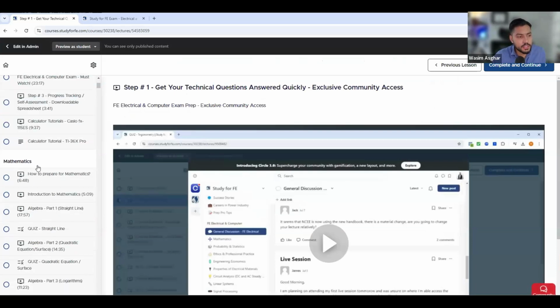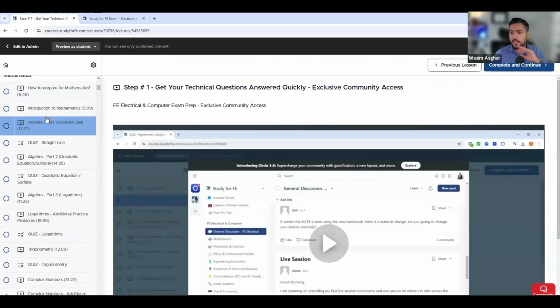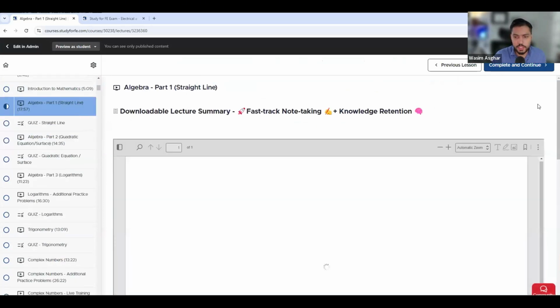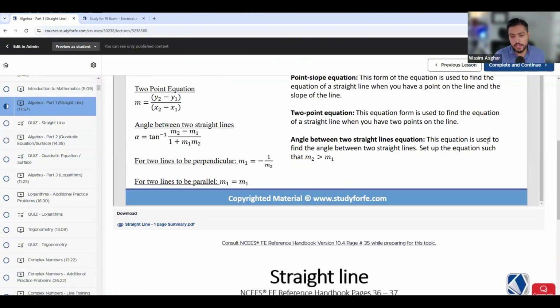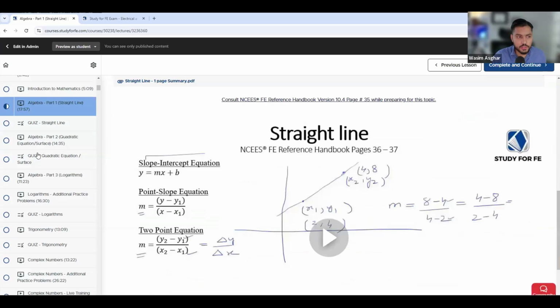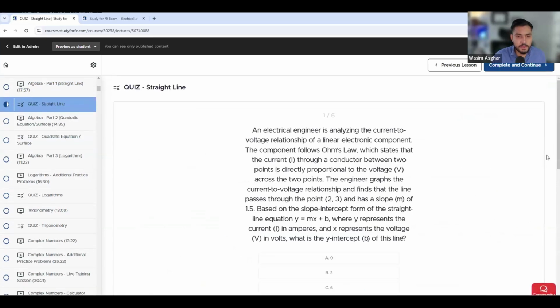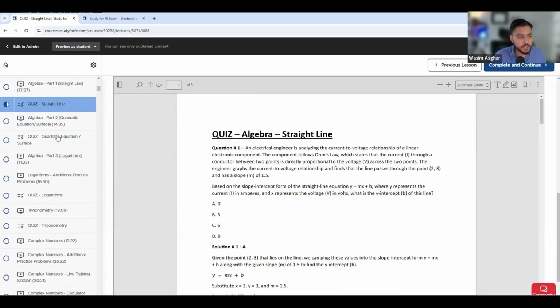So you look at mathematics, you have multiple line items in math. You have straight line equation, you go through the straight line equation lecture, and a downloadable PDF is made available to you whenever you click on any lecture. This can serve as a good reference, as notes for yourself. And then you go through the lectures over here, and then the quizzes. All the quizzes have detailed solutions.